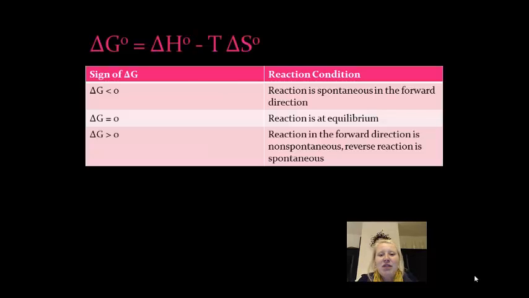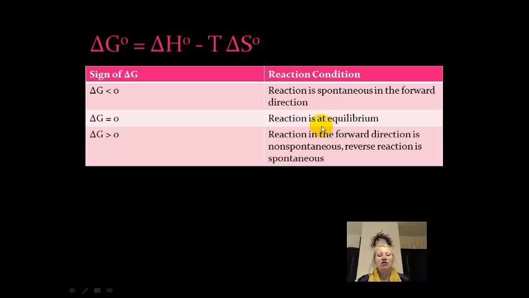So Gibbs free energy, delta G, is going to be equal to the change in enthalpy minus the temperature times the change in entropy. So if delta G is less than 0, the reaction will be spontaneous, meaning it will just occur. If delta G is equal to 0, it means the reaction is at equilibrium, meaning that it goes back and forth. And if delta G is greater than 0, that means the reaction will not be spontaneous.